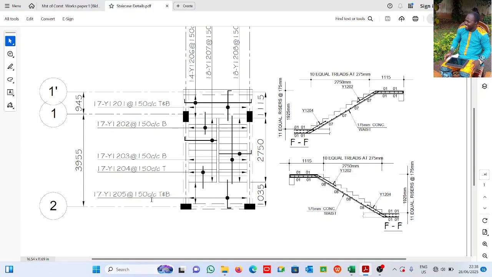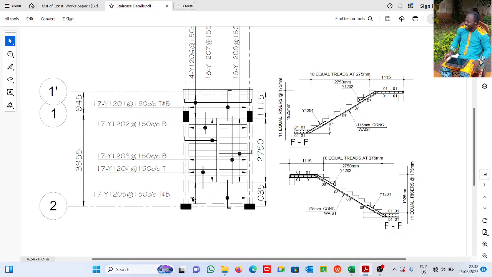17Y1205 at 150 center top and bottom. Right? And this is all we have. Trace this arrow to where you see the black dot. This is the black dot. This is the reinforcement he's talking about.